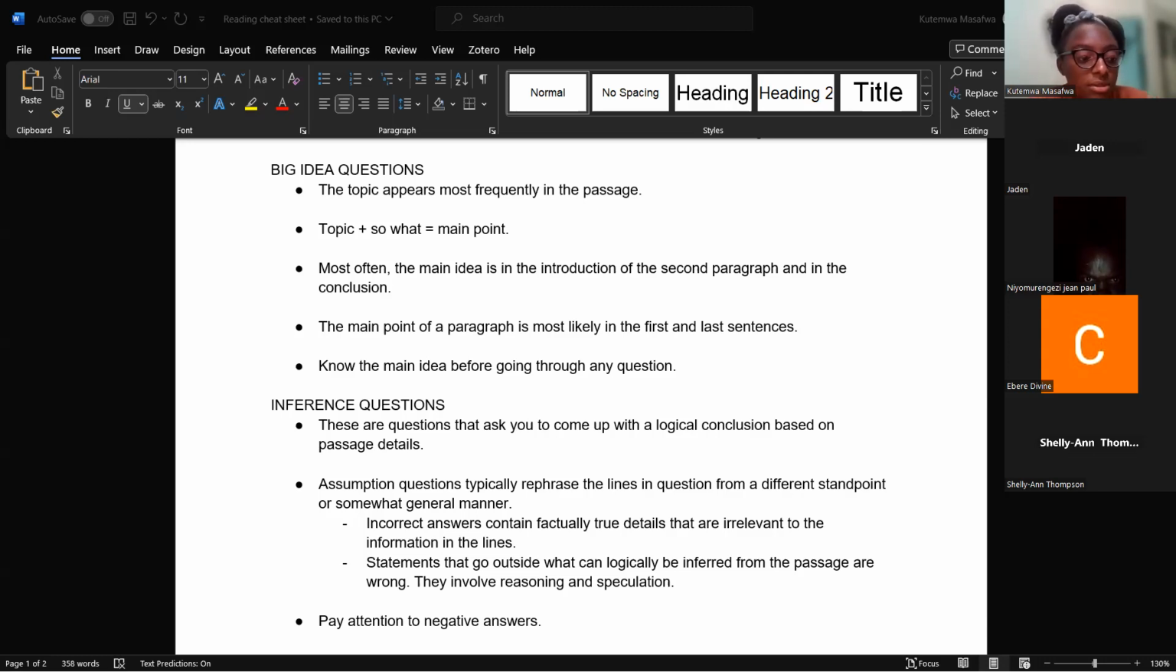This is a main idea question. And then once you've identified that it's a main idea question, of course, the next thing is, what is the main idea? Because then you want to know what it looks like so that you'll be able to find it. So that's the second question. What is the main idea?